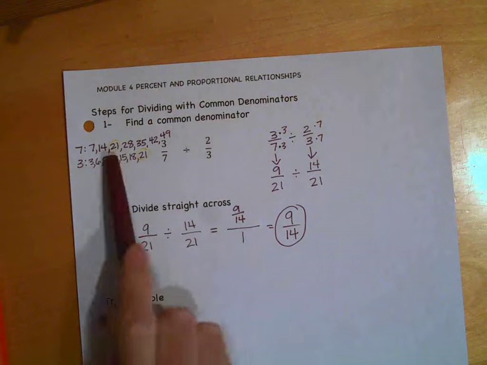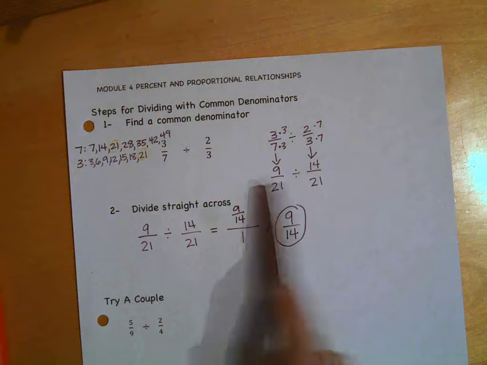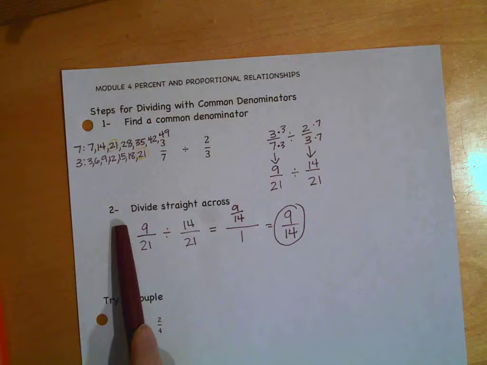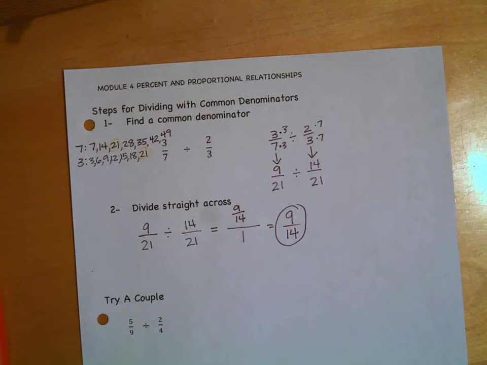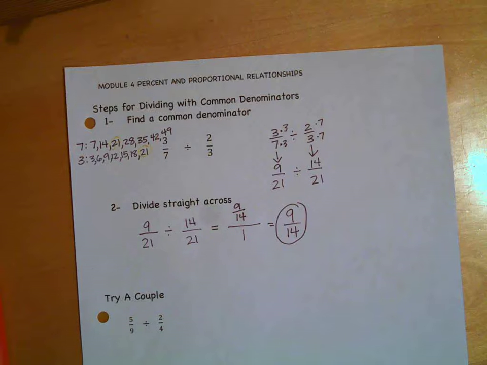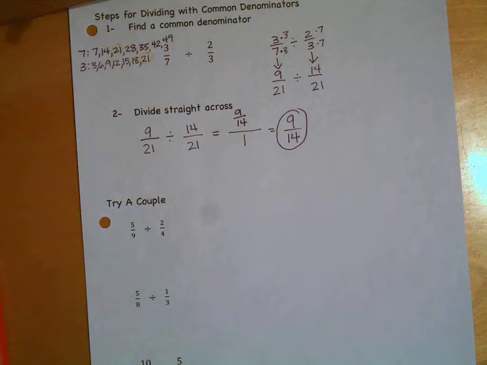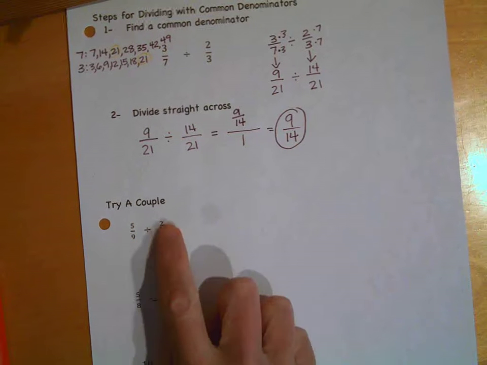So let's go over the steps again. First step, find a common denominator. We did that. Then we made them equivalent fractions. Then the second step is divide straight across. Okay, so that's pretty simple. Let's try a couple by yourself and see if you're there.